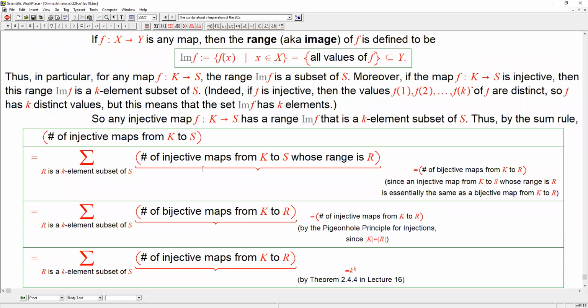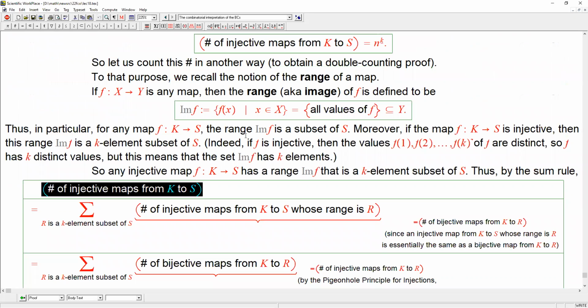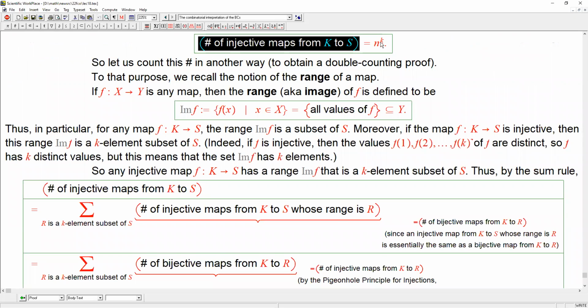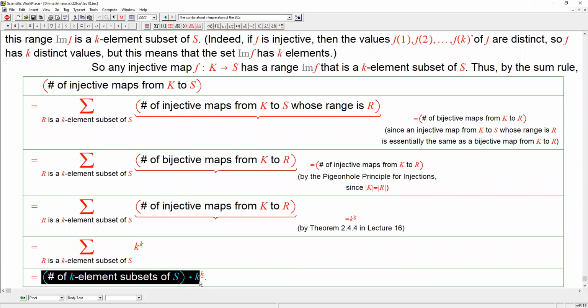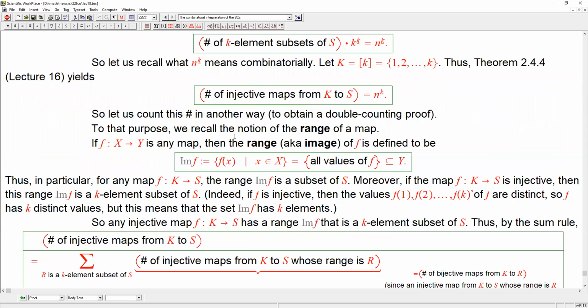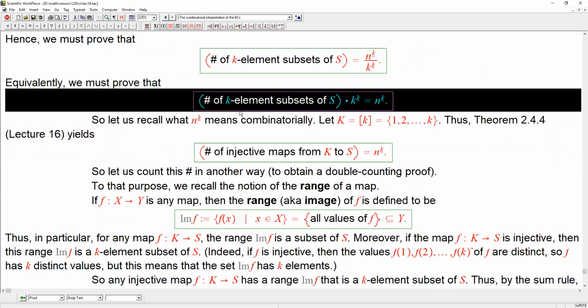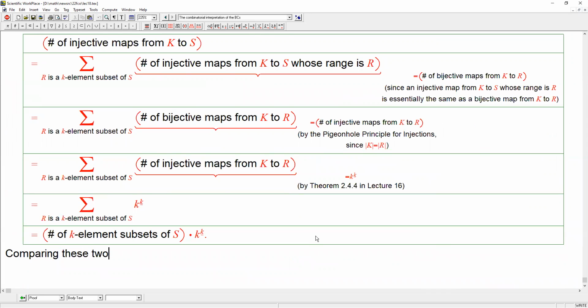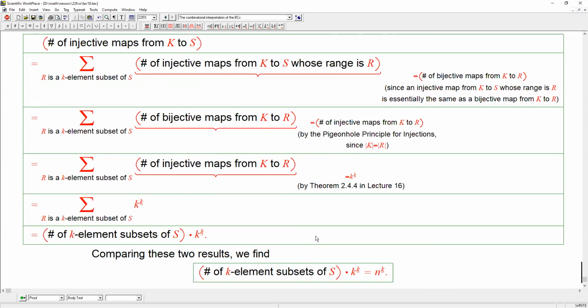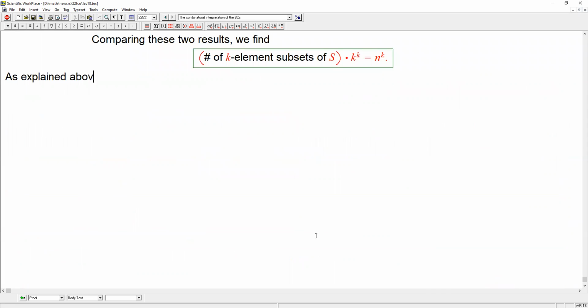Okay, and now we're done. We have computed this number in two ways. In one way, we got n lower factorial k. In the other, we got the number of k element subsets of S times k lower factorial k. And if we compare them, we get the fact that they're equal, which is exactly what we wanted to prove. So comparing these two results, we find that they're equal. As explained above, this proves the theorem.